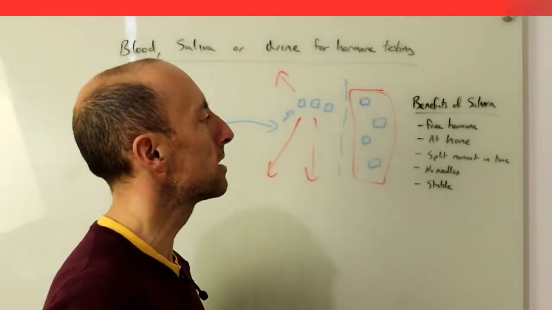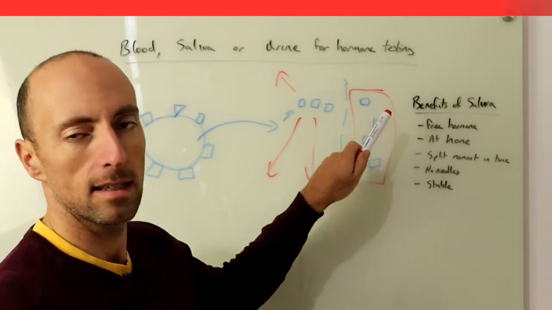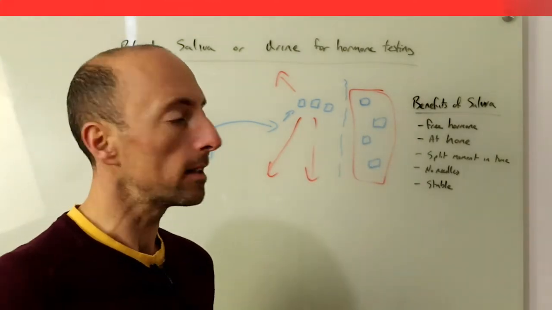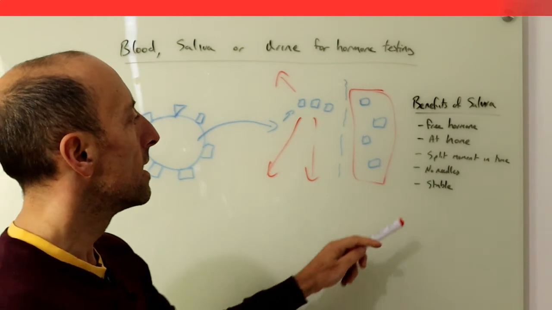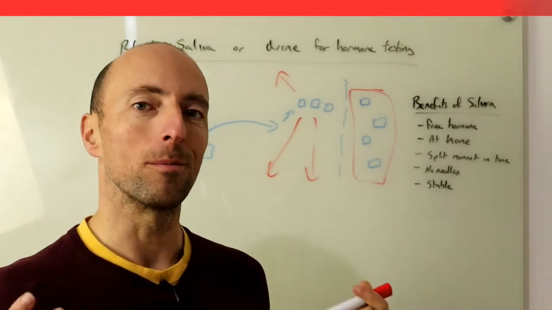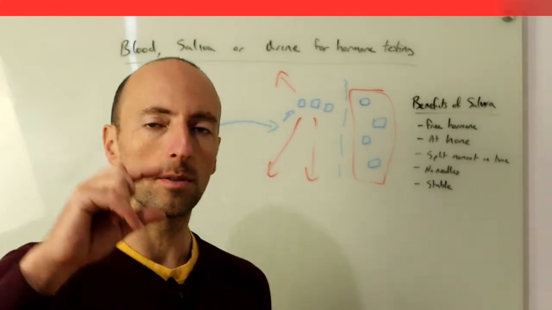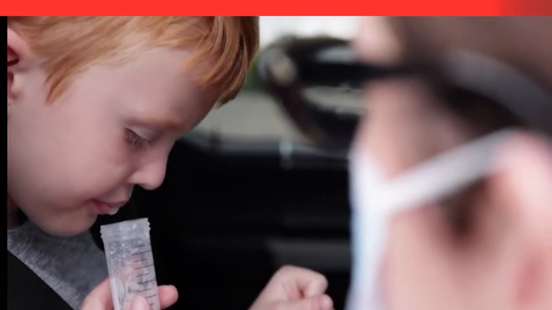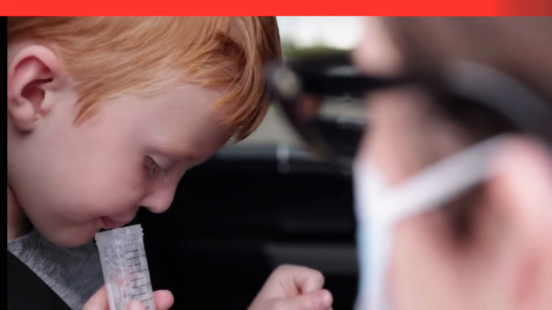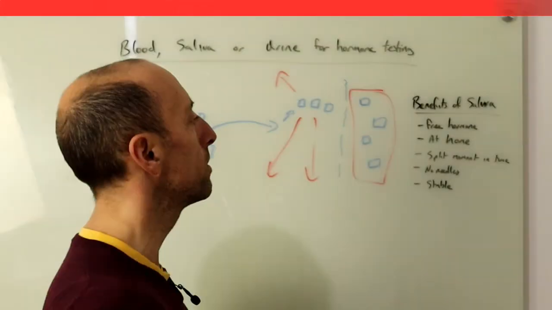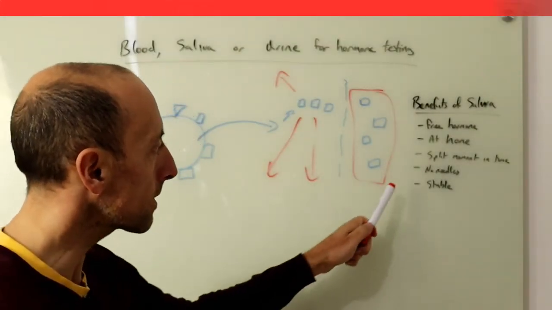There are a few big reasons. Number one, as I said before, it's free hormone, so it's the bioactive hormone that we're really looking at. Second, you can do this at home. Saliva testing is really easy to do. You get a little test tube and all you need to do is spit into it at a certain time of the day or a certain time of the month and it will give us those hormones that we're looking for. Very simple to do, unlike blood.